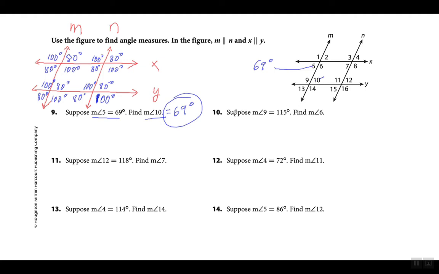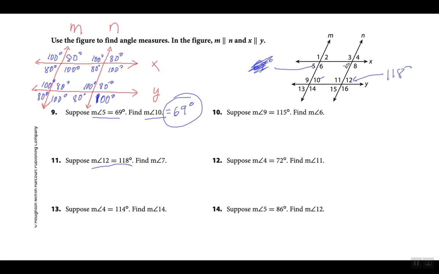Look, the next question seems to always follow the same pattern as this one. So let me jump to number 11 to do a different one, okay? Vamos a mirar el 11. It says, suppose the measure of angle 12 is 118. Okay, so forget about this now. The measure of angle 12 is 118. Find the measure of angle 7.